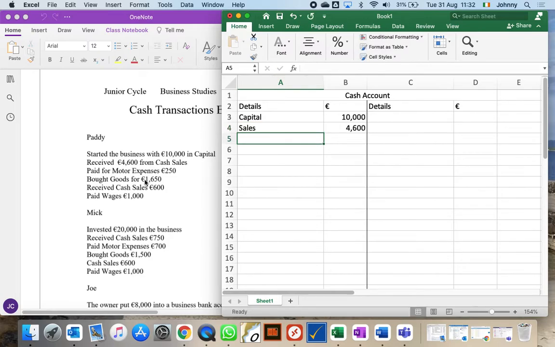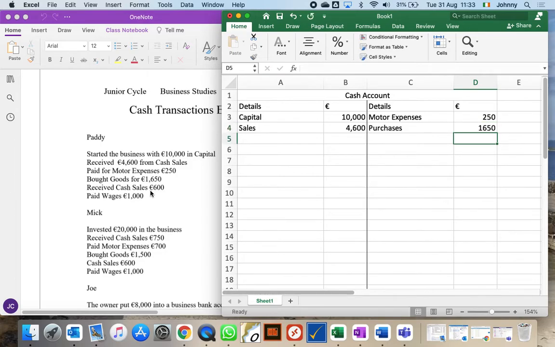I paid for motor expenses. All right. That's me spending money. So I'm going to go over the other side. Okay. Motor expenses is 250. Okay. And I bought goods for 1,650. Okay, bought goods. Right, so I'm not going to call it goods, because some goods I buy, some goods I sell. So I'm going to call it purchases. Purchases when I buy goods, sales when I sell goods. And the amount of money is 1,650.